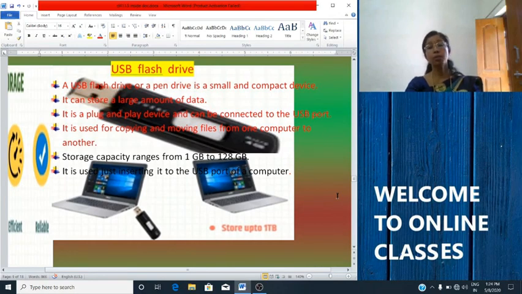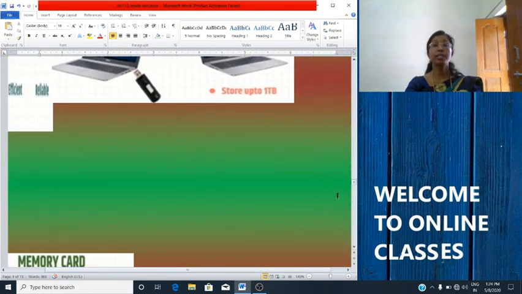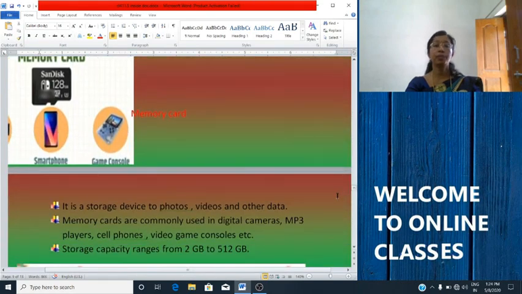Okay. Now we will study about the next storage device, that is a memory card. I hope all of you have seen a memory card. It is a storage device used in your mobile phones, MP3 players, cameras, etc. Okay. Storage capacity of a memory card ranges from 2 GB to 512 GB.